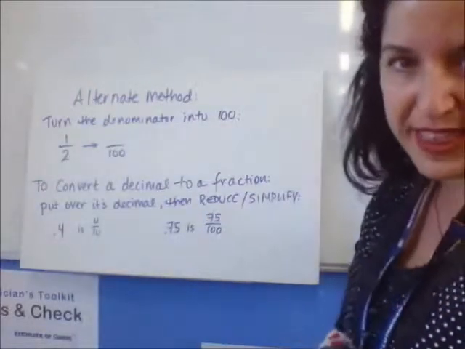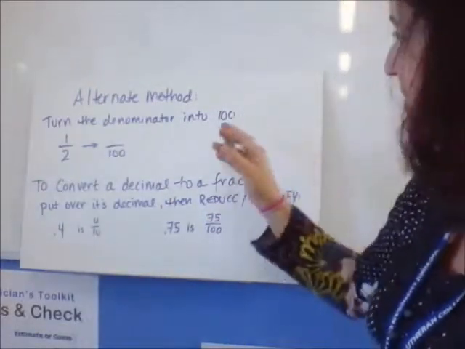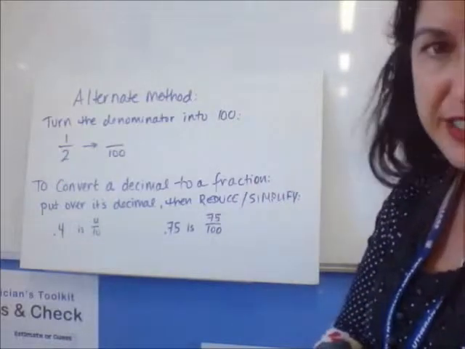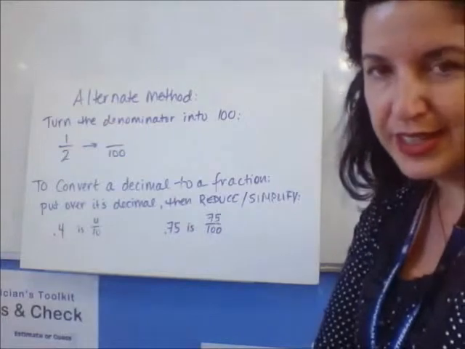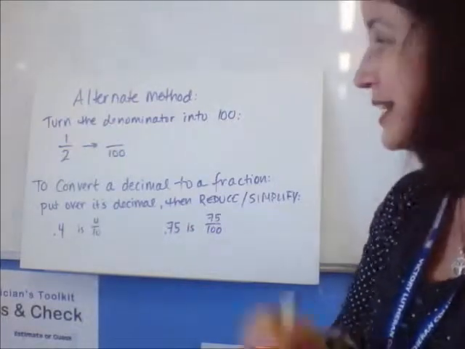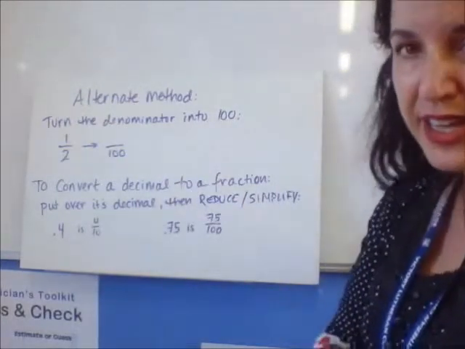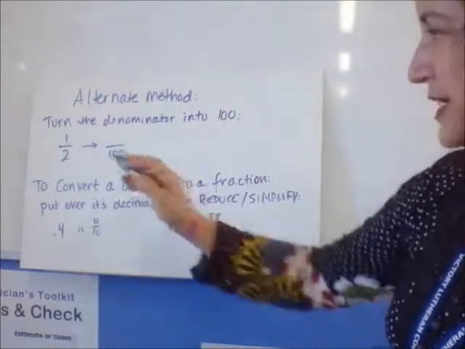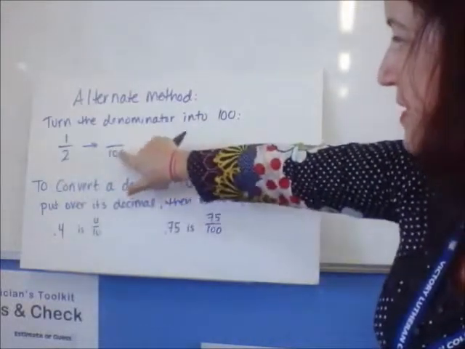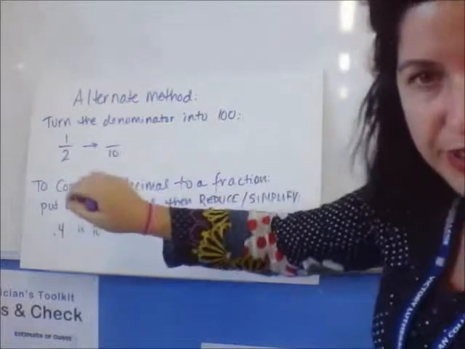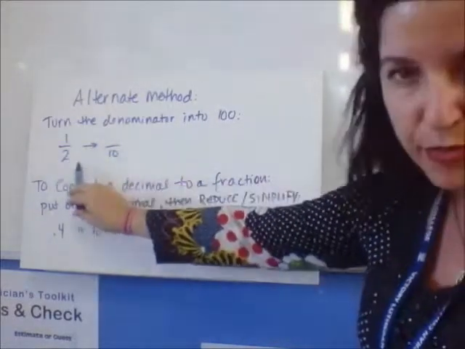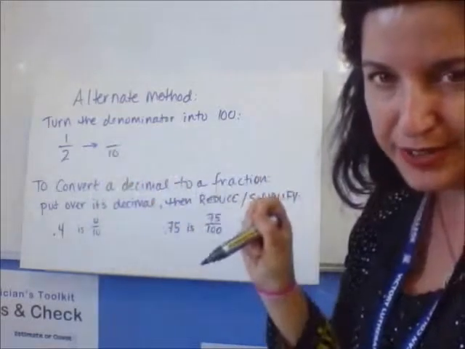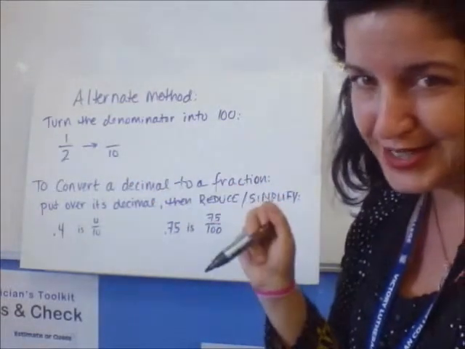I'm going to show you another method, an alternative way to turn a fraction into a decimal. You just turn the denominator into 100, or in this instance you could do 10, and then you've got your answer. So for example, let's do 1/2 to 10. What do we have to multiply the 2 by to get 10 on the bottom here? I hear you saying 5.